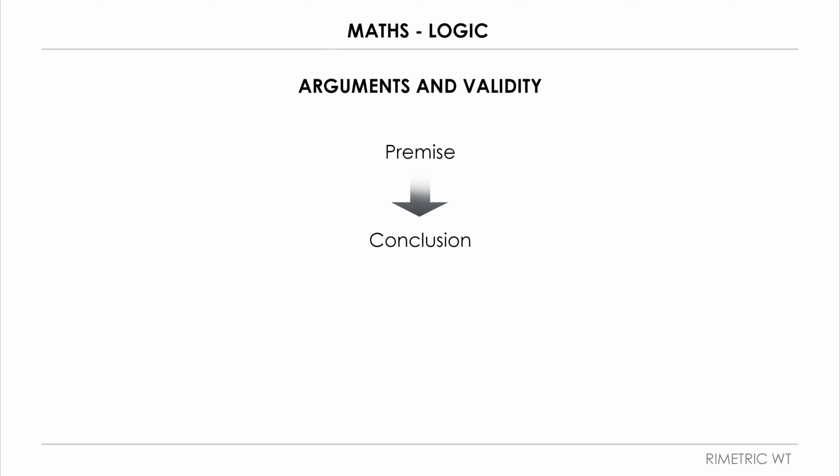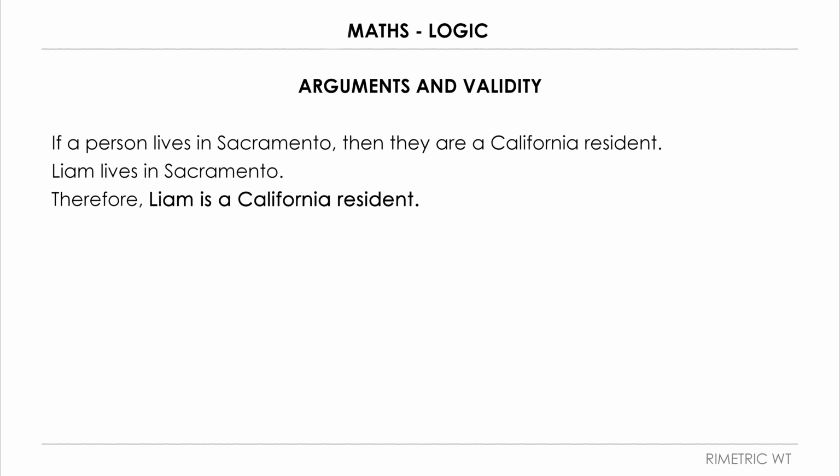Now, on the screen, we see a simple chain of statements. Before we define what each part means, I'd like you to take a moment to observe how the reasoning flows from one statement to the next. If you'd like, pause the video and see whether you can determine how the final statement follows from the first two. The statements are: if a person lives in Sacramento, then they are a California resident. Liam lives in Sacramento. Therefore, Liam is a California resident. We'll use this example later on.